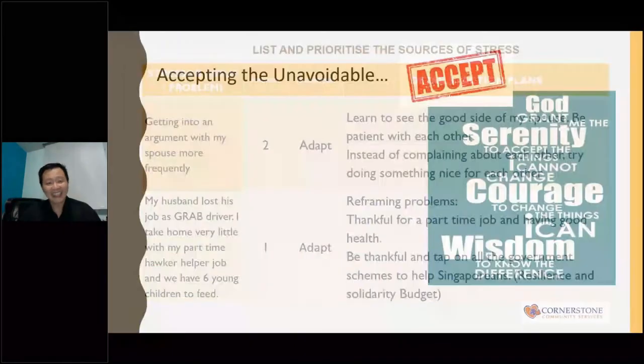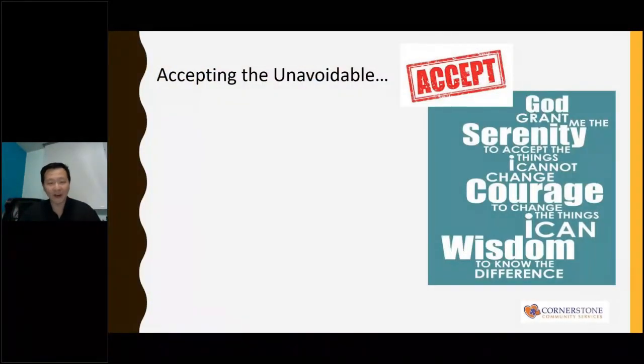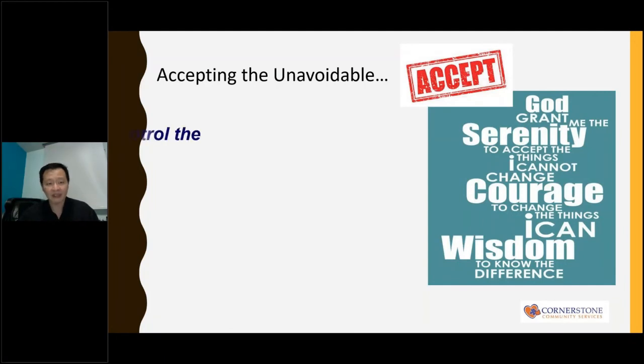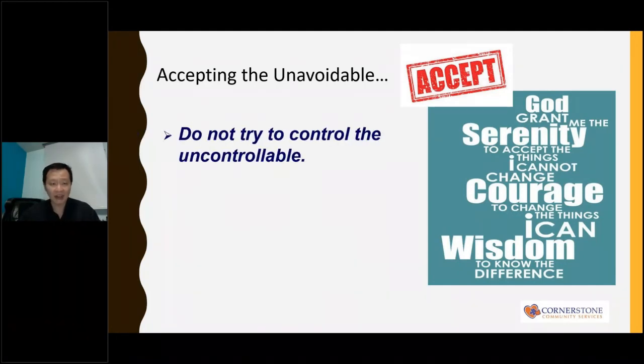Moving on. If you cannot avoid, cannot alter, cannot adapt, sometimes the technique is just to accept. We must learn how to control the things that are controllable, but when situations are non-controllable, it's difficult to control. We must learn how to let go. We must learn how to recognize the difference.